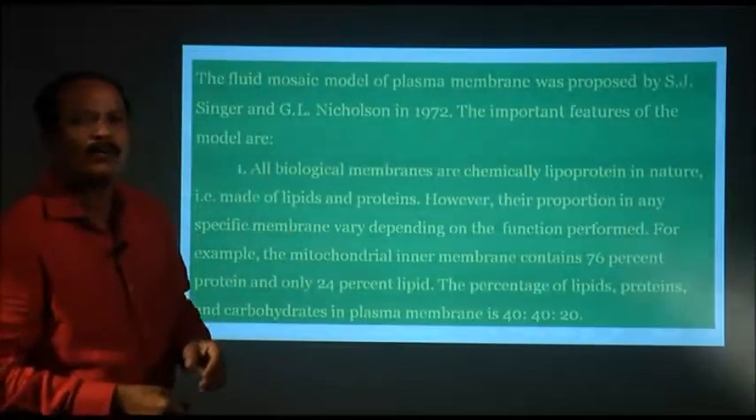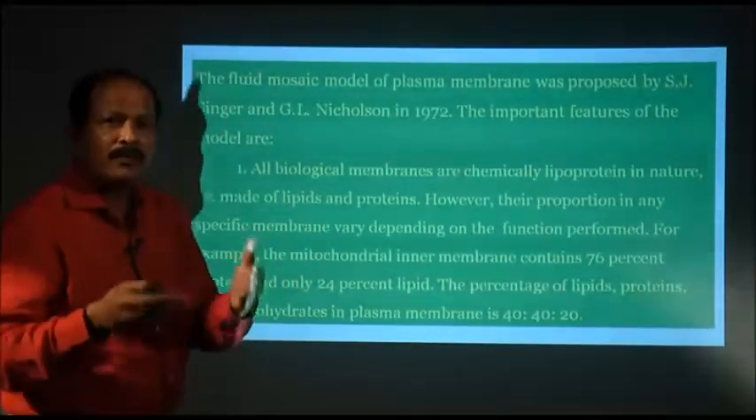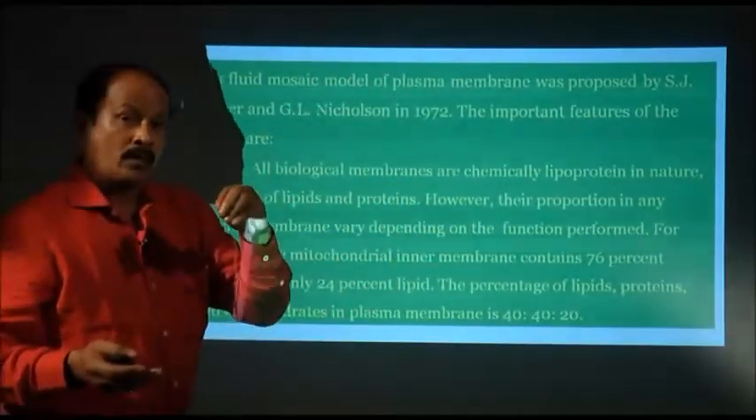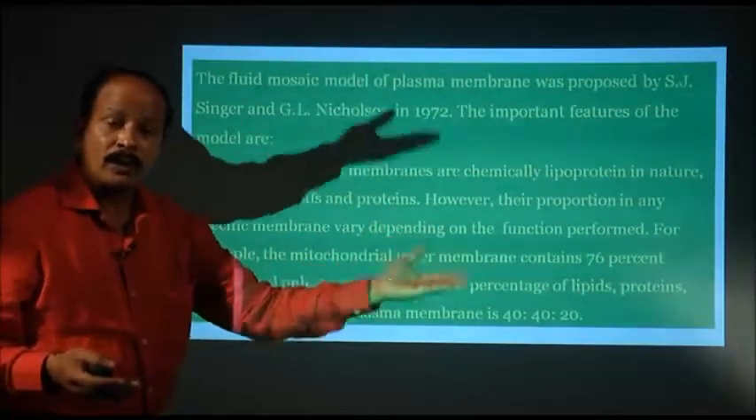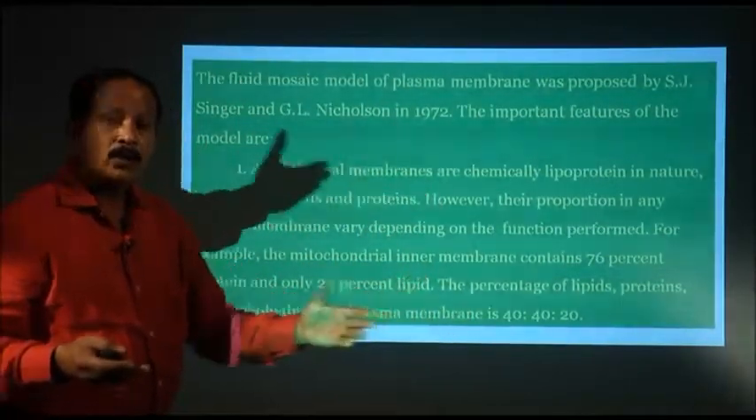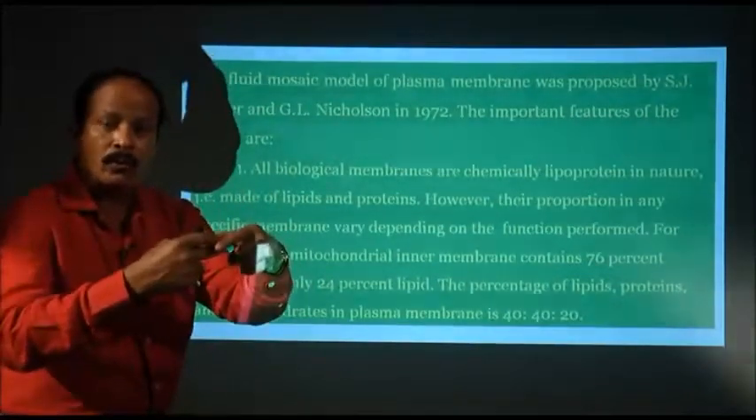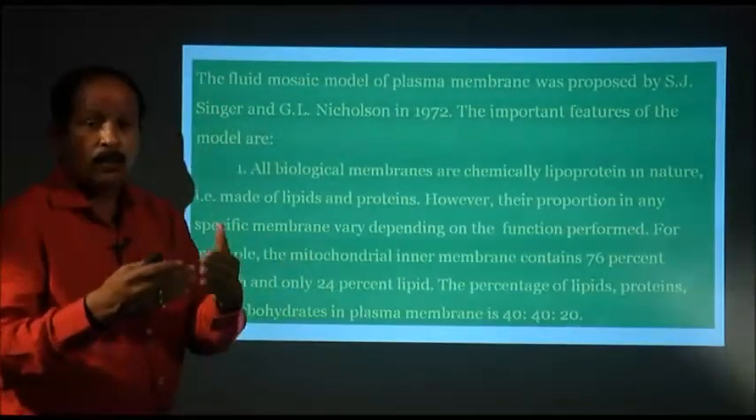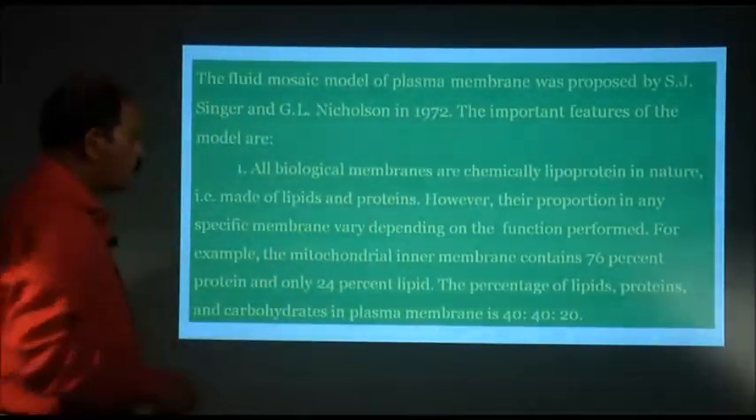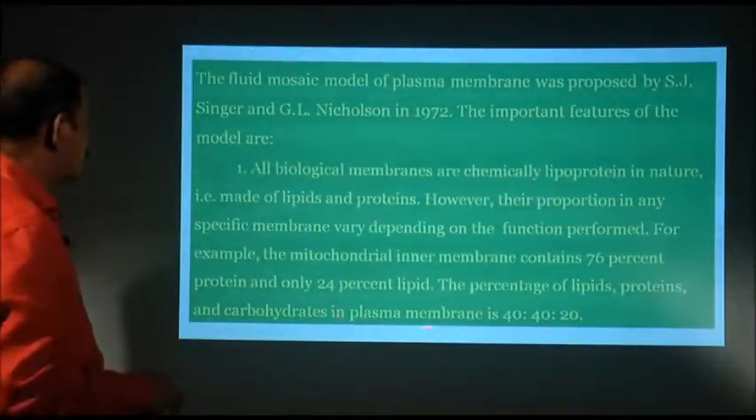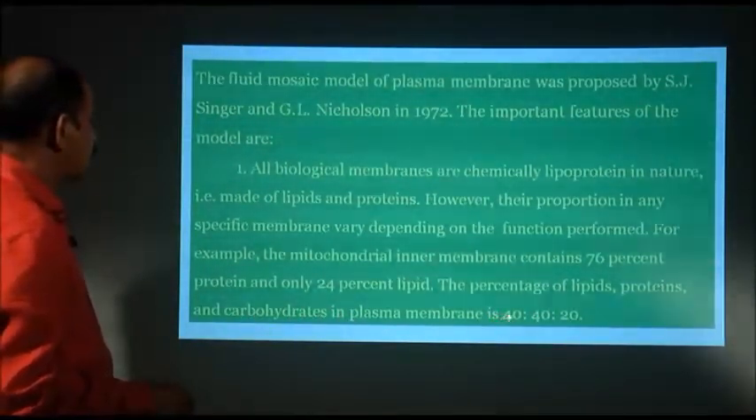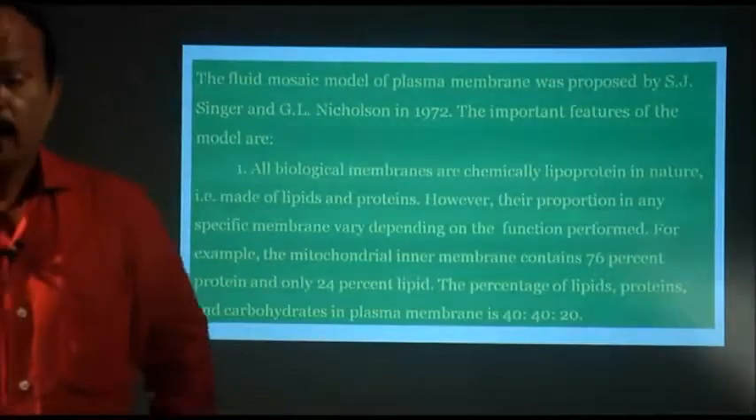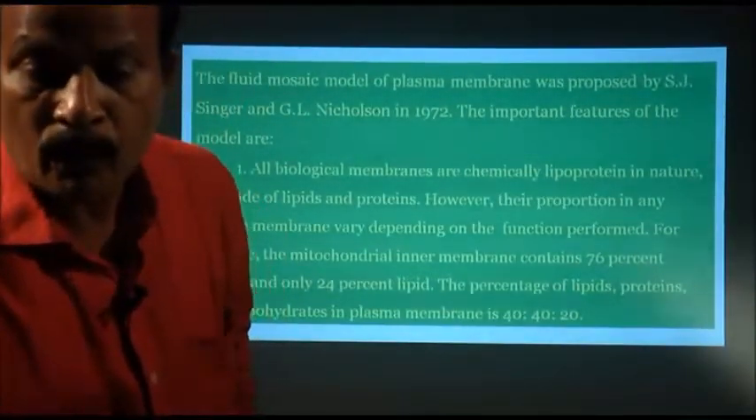So, Schwann cell plasma membranes are made of mostly lipids and a very small percentage of proteins. The mitochondrial inner membrane is highly functional, it is 75% or more protein and 25% lipids, but Schwann cells, which perform a structural role, have only about 25% proteins, and mostly it is lipids. Now, in the plasma membrane generally, there is 40% lipids, 40% protein and 20% carbohydrate. Another component came, carbohydrate, in the form of oligosaccharides.